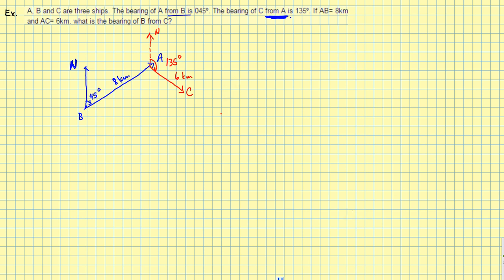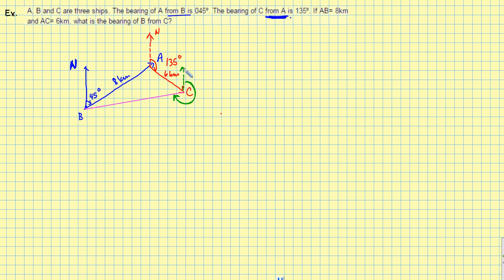So before I get started on anything, I'm definitely going to draw my line of C to B or B to C. And the next thing I'm going to do is show that we are looking for the bearing of B from C. The bearing of B from C means that we are starting at C and we are going towards B. So this angle measure right here is what we're looking for, from C going towards B, which is the pink line.